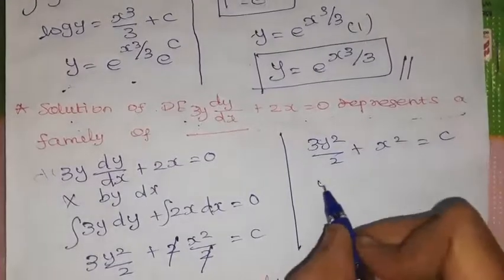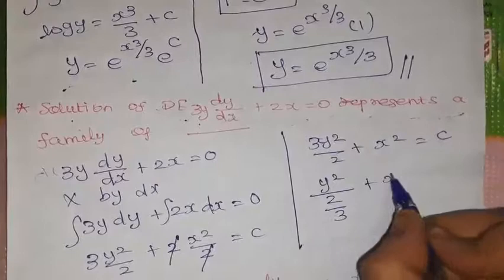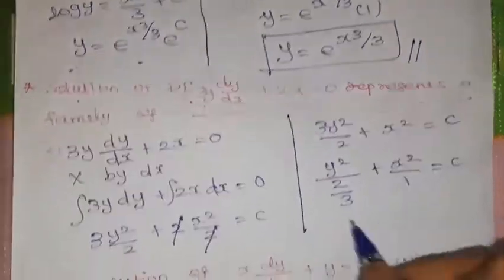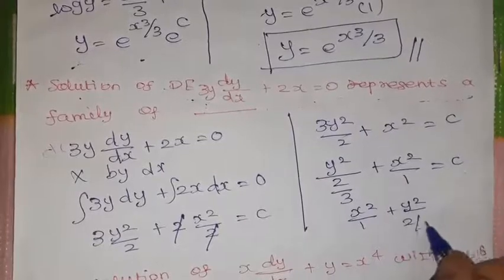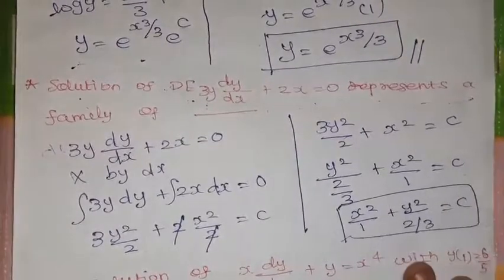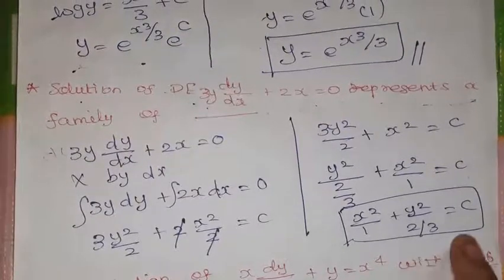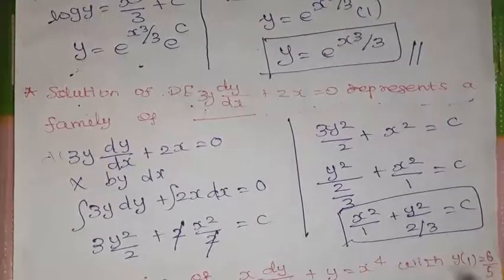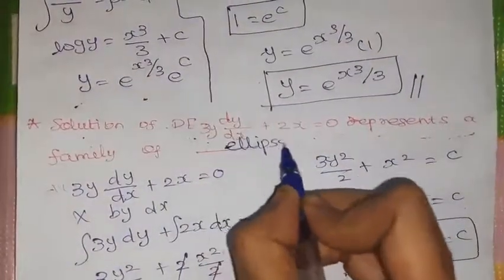How can we write? y squared divided by 2 by 3 plus x squared by 1 equal to c, or x squared by 1 plus y squared by 2 by 3 equal to c. It is nothing but the general equation of x squared by a squared plus y squared by b squared. It is nothing but the equation of an ellipse. So family of ellipses. Okay, it is in the form of an ellipse.